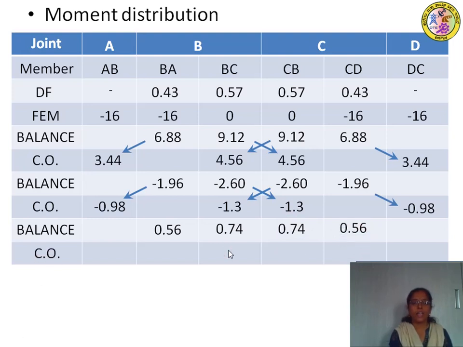Next again carrying over from BA to AB, half of 0.56, 0.28, from BC to CB, half of 0.74, 0.37, and from CB to BC 0.37, and that from CD to DC 0.28. So we will carry this last row for the next slide.